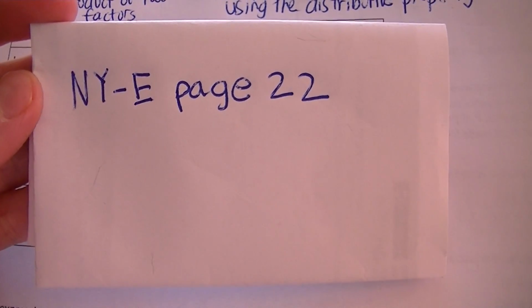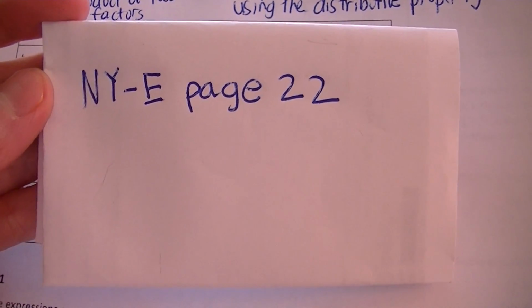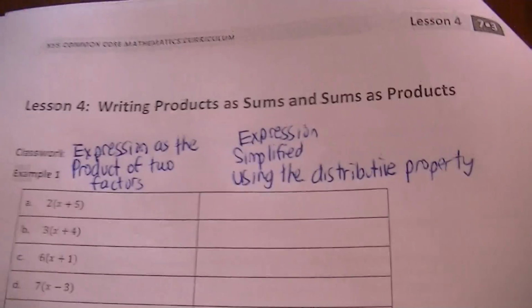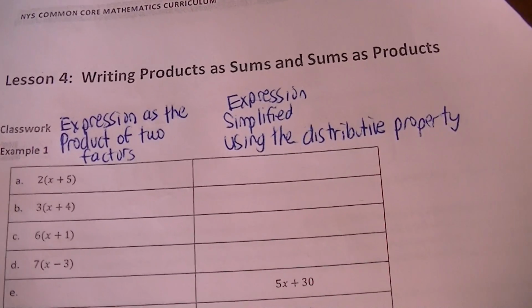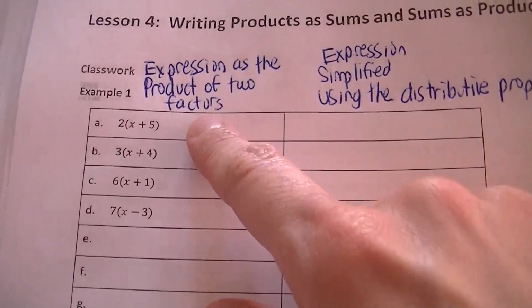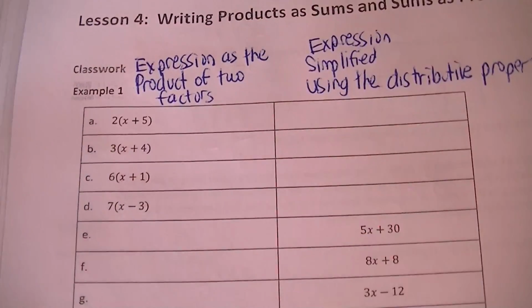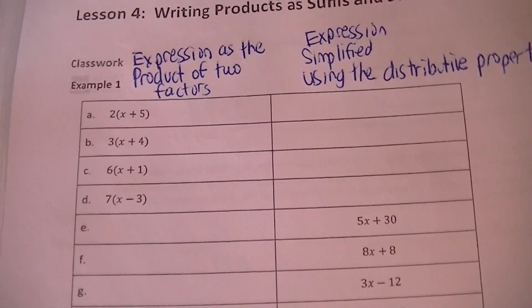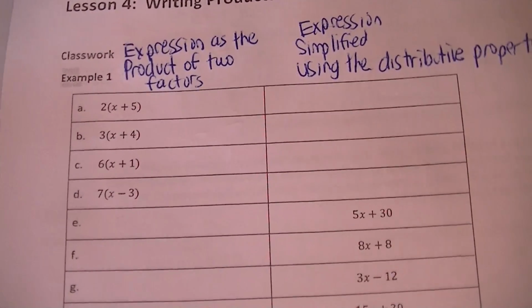Going to show you how to do the problems on page 22 of your math book. Writing products as sums and sums as products. So you're going to see right here there's a table, and I labeled the two columns like this because I think it might make more sense to you. So I'm going to show you.